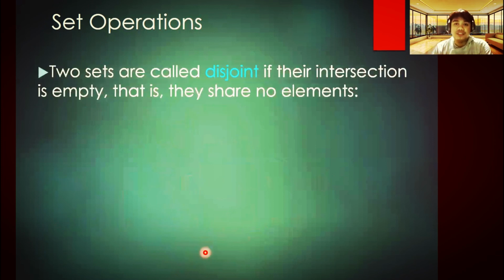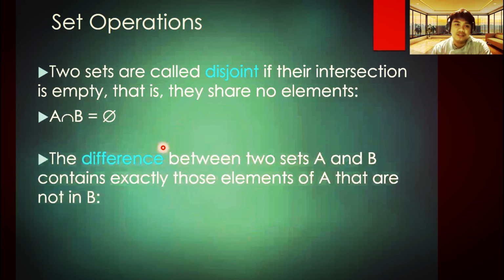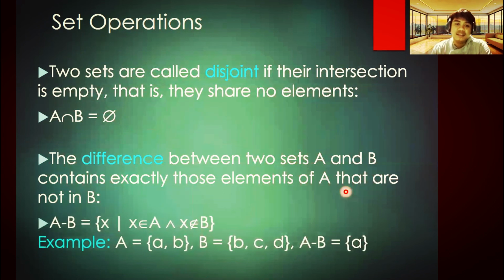And we have two sets that are called disjoint if their intersection is empty. So, kung wala silang intersection, ibig sabihin, yung two sets na yun are disjoint. So, A intersection B is equal to the null set. So, they are disjoint. And the difference between two sets A and B contains exactly those elements of A and not in B. So, lahat ng elements ni A, pero dapat wala kay B.